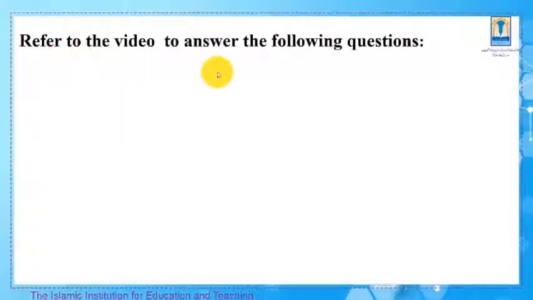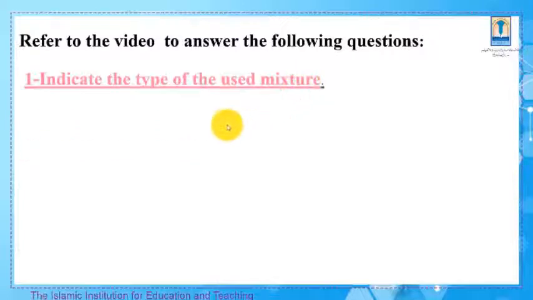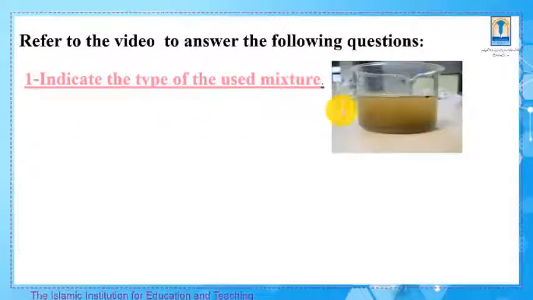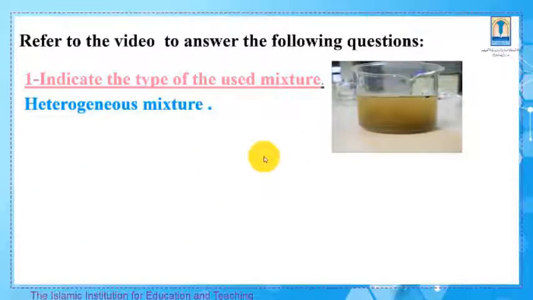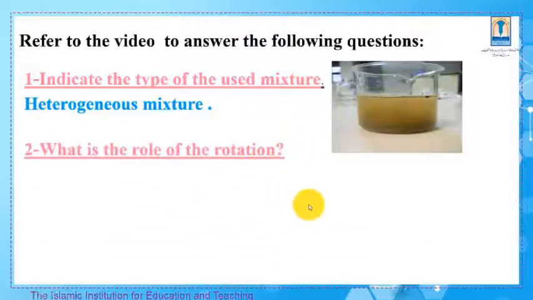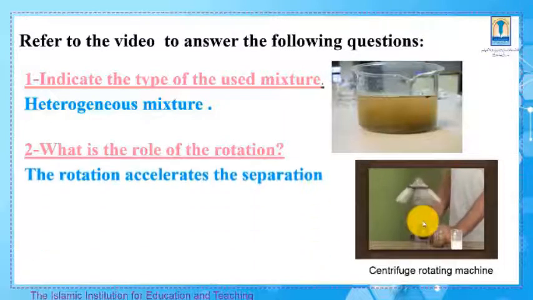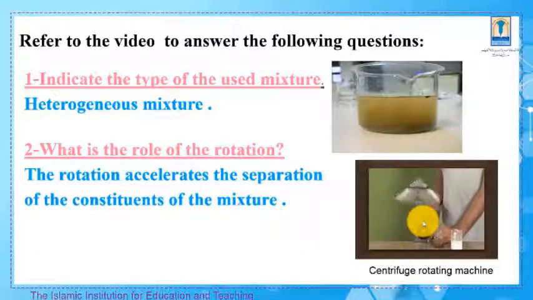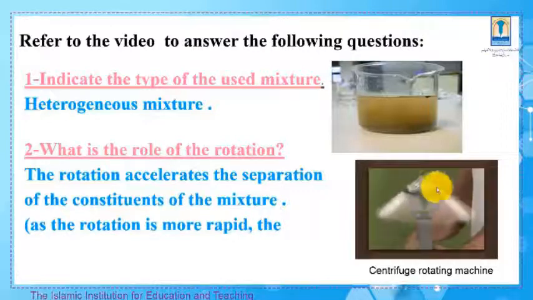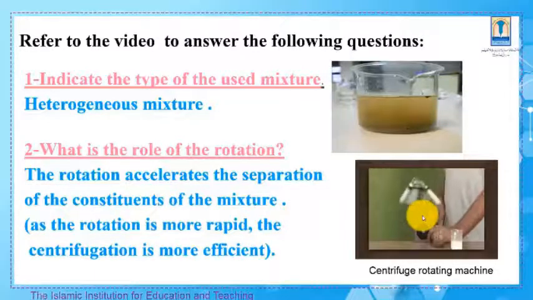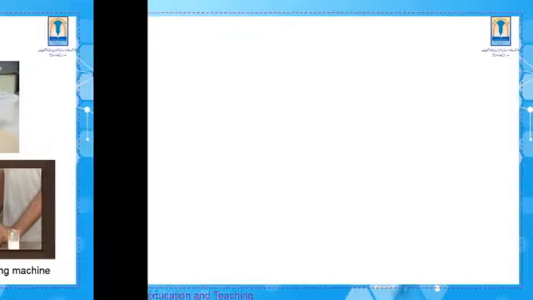Refer to the video to answer the following questions and correct your homework. Exercise 1. Indicate the type of the used mixture. The used mixture is a heterogeneous mixture. Exercise 2. What is the role of the rotation? The rotation accelerates the separation of the constituents of the mixture. As the rotation is more rapid, the centrifugation is more efficient.